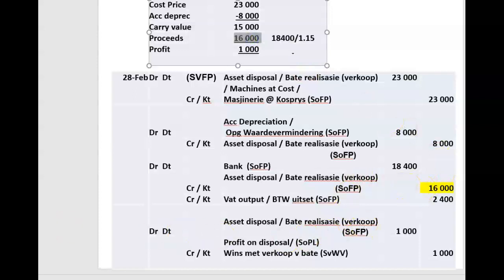Now we have to clean out our asset disposal account. The purpose of the asset disposal account is to calculate the profit or loss on the disposal of the asset. That is the reason why we do an asset disposal account. Now, when we're going to balance that account off, you will see that you need an entry on the debit side of that account in order for it to balance out. And that would be, we're going to debit the asset disposal account with 1,000 Rand, statement of financial position, and the counter leg will be posted to an income account, statement of profit and loss, profit on disposal of the asset, 1,000 Rand.